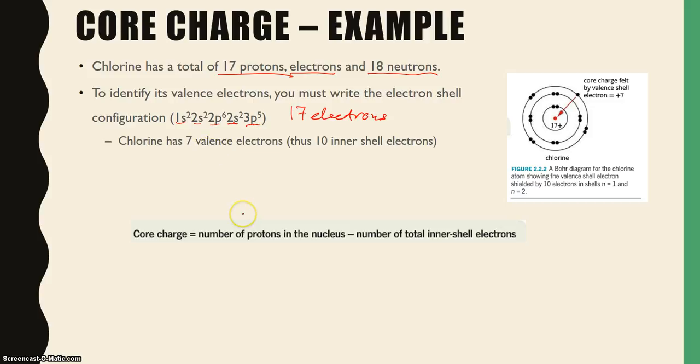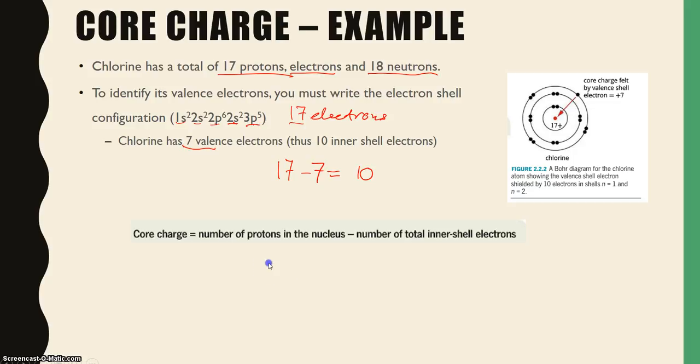Again, you can determine this from the group in the periodic table that it lies in. It has 7 valence electrons and a total of 17 electrons. So it must have 17 minus 7 equals 10 inner shell electrons.